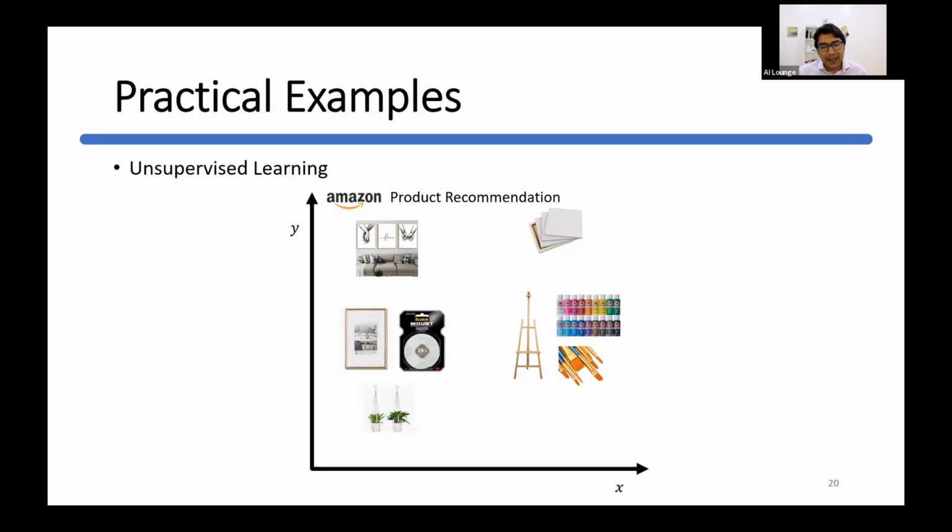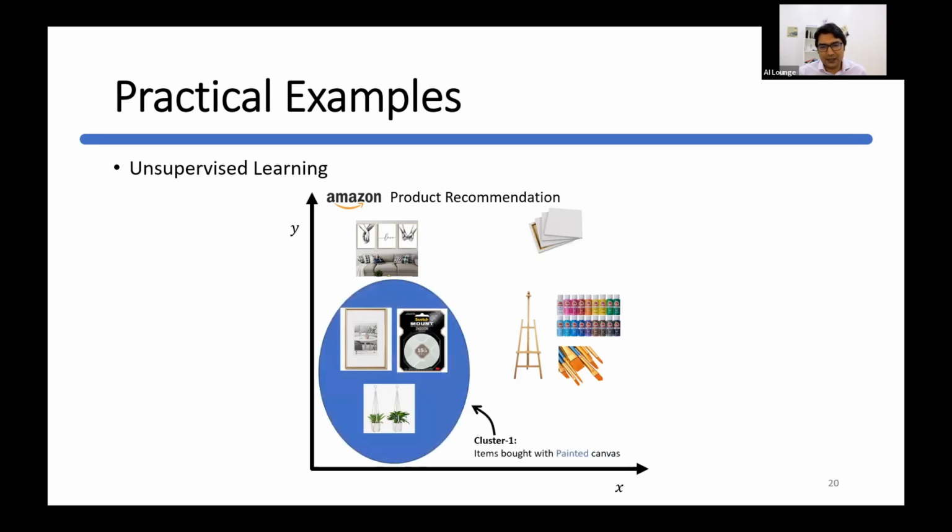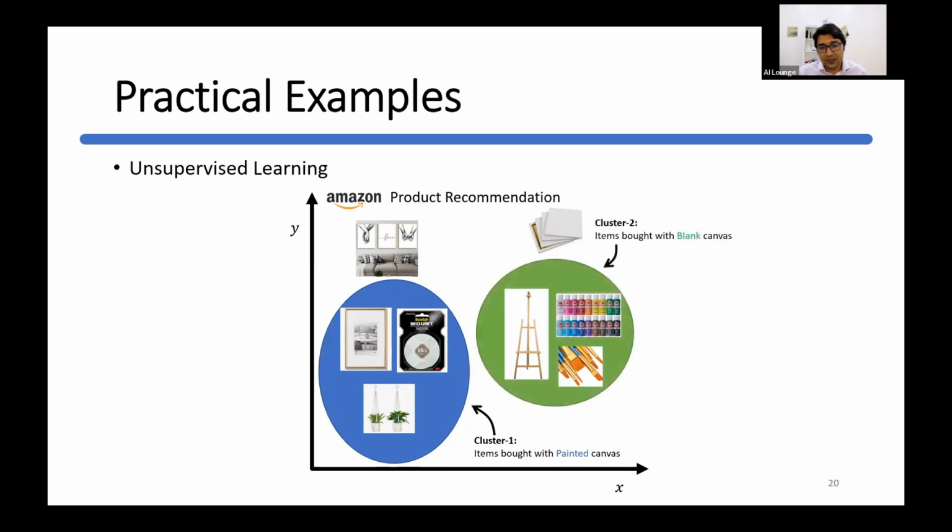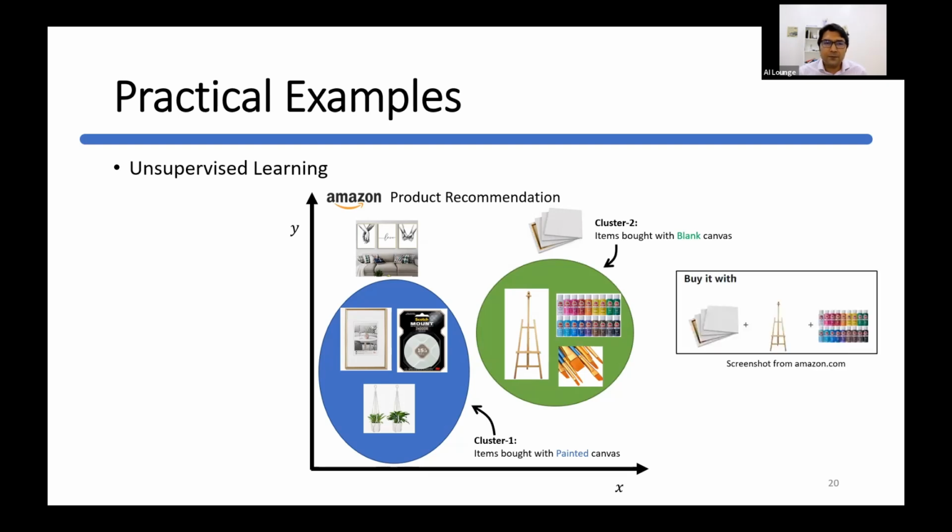Now, Amazon can look at past purchases of people. So it can create one cluster with items that were bought with painted canvases by previous customers. It can create another cluster containing items that were bought with blank canvases, and then use these clusters to recommend products for people who click on these canvases. So let's say if I click on the blank canvas, this is the recommendation that I get, and it's clearly art supplies, and it's clearly relevant.